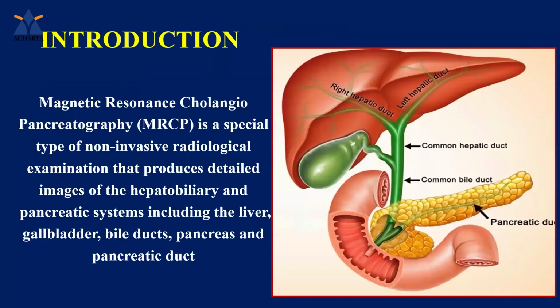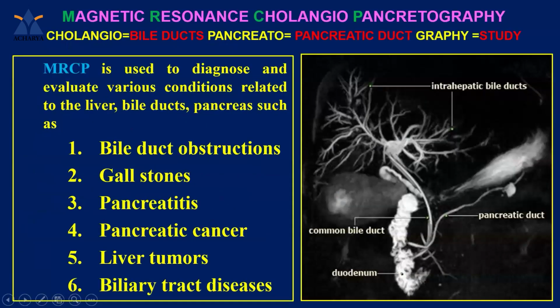So MRCP is a special type of non-invasive radiological examination that produces detailed images of the hepatobiliary and pancreatic system, including the liver, gallbladder, bile ducts, pancreas and pancreatic duct. What is MRCP? MRCP is magnetic resonance cholangiopancreatography. Cholangio means bile duct and pancreato means pancreatic duct. With the help of the MRI machine, we will study the bile ducts and pancreatic duct.